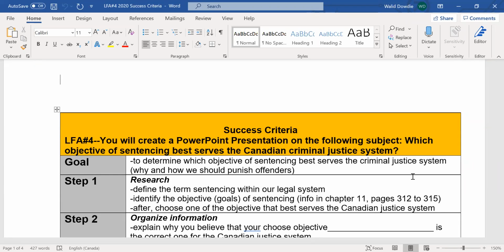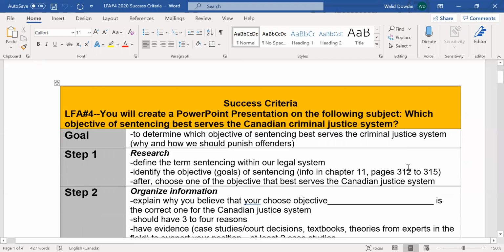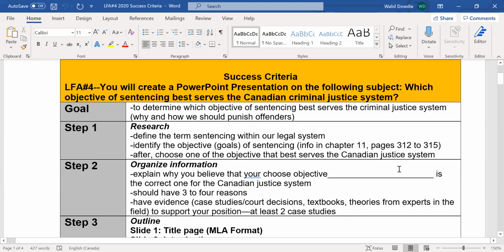We can look at it a little bit later after we do this because I'm moving a lot faster than I thought I would. After, choose one of the objectives that best serves the Canadian justice system. So again, when I look at this, I think there's 3 or 4. They're saying this is the goal, the objective of why we punish people. When you look at all of them, read them over, figure out which one you think is best for our legal system, and then focus on that.